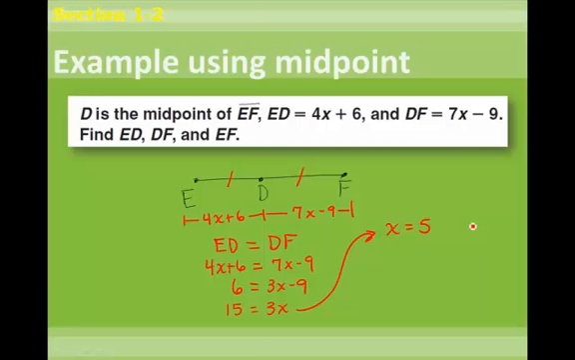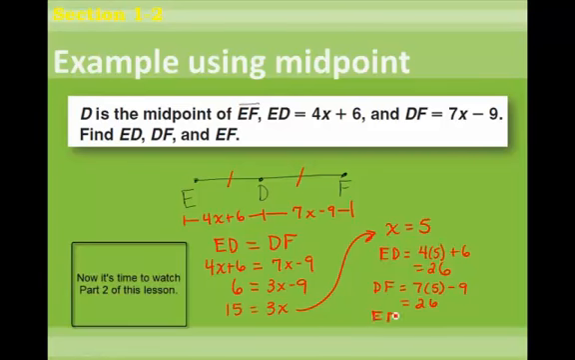It asked for the values of ED, DF, and EF. So ED was represented by this 4x plus 6. So we do 4 times 5 plus 6, and we end up with 26. We don't even really need to do DF because we know ED and DF are the same. We can do it 7 times 5 minus 9. We get 35 minus 9, which is 26. And then that makes the length of EF 52.